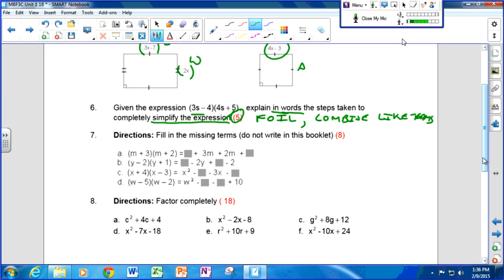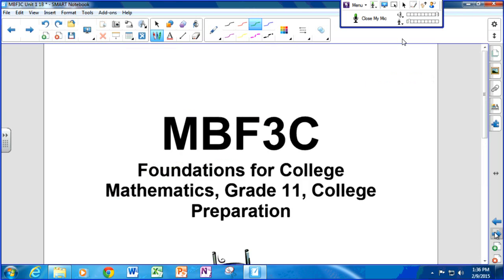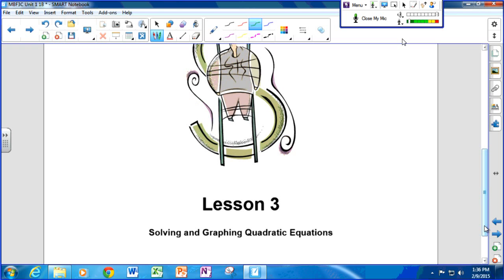I think we got everything, and then factor completely for number 8. So that was what we were just working on today. And I think you're off the hook here for factoring out the A, because it's not in any of those. Is there a 9? No. Wow. Okay. So now we're on to lesson 3, and that's great, because this is really where we're going to figure out why we were doing all this factoring.